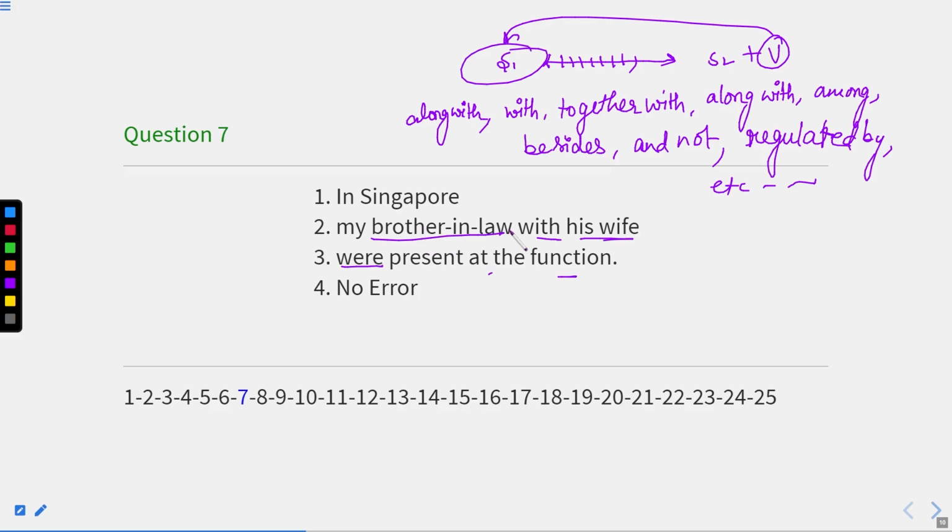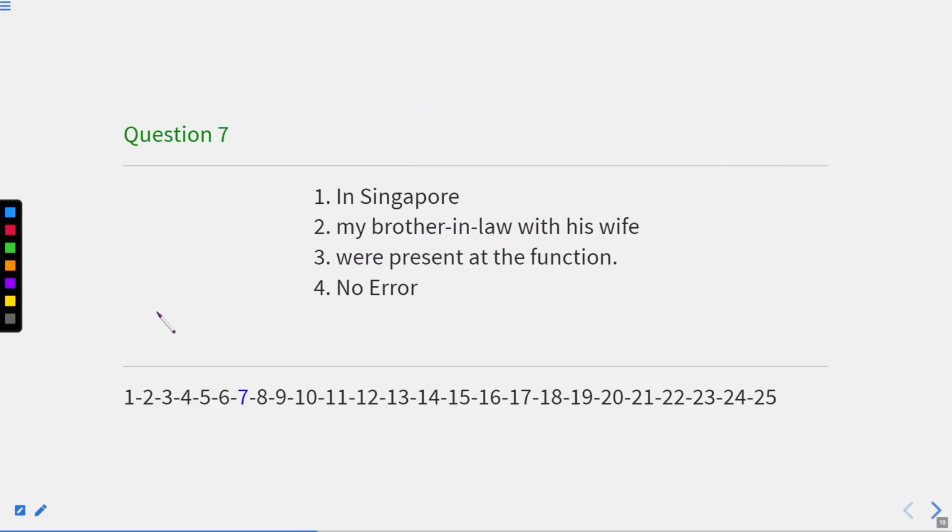Now of course, whenever we have this phrase that is with, and we are connecting two nouns or pronouns with the conjunction like with or together with, like these conjunctions, we will use the verb according to the first subject, and here the first subject is brother-in-law, and of course we are talking about one brother-in-law. So this is singular subject, and if this singular subject, we should write a singular form of verb. So this word should replace with was. Okay, so the correct answer will be, in Singapore, my brother-in-law with his wife was present at the function. Okay, now let us move to the next one. So was present at the function will be the correct answer.